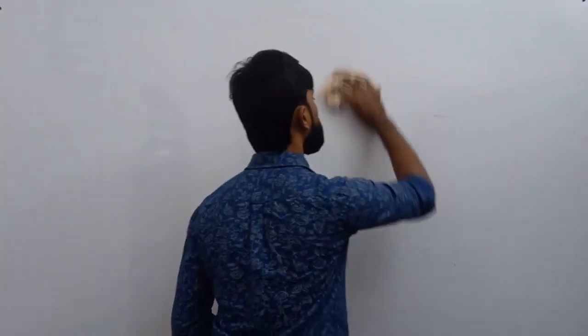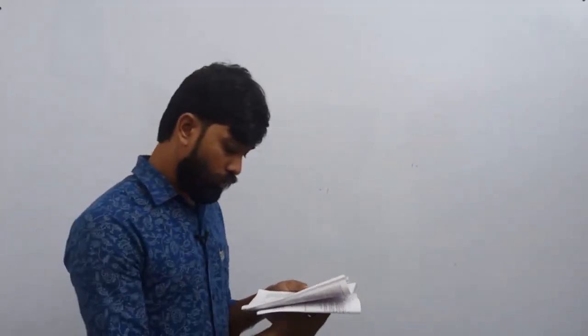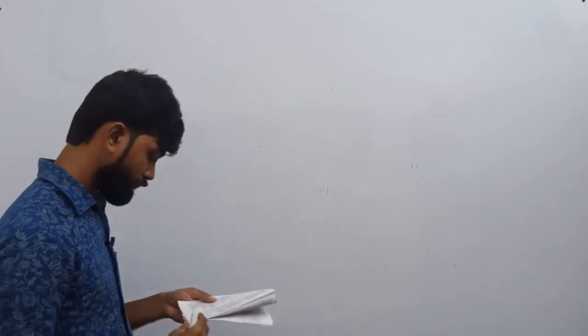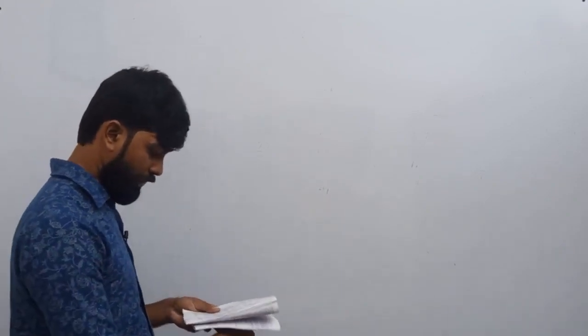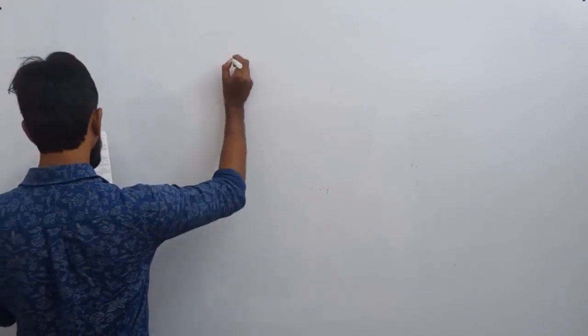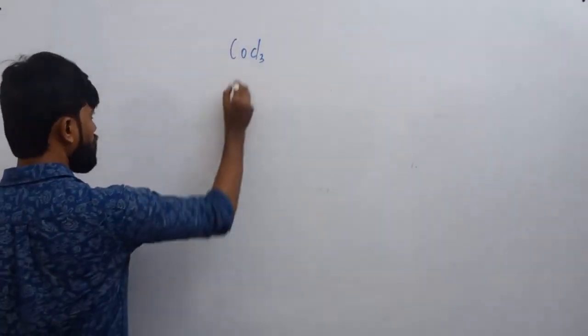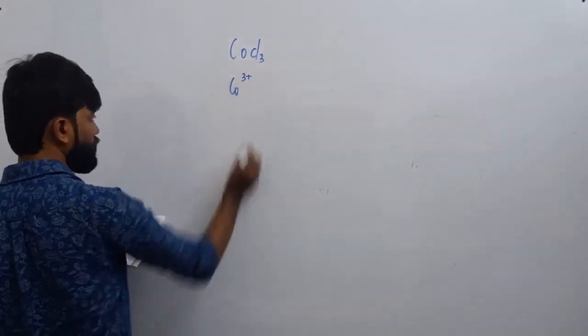That is the question number 2. Sorry, it's not 2, 42. How many grams of cobalt metal is deposited when electrolysis of cobalt 3 chloride is done with a current of 10 amps for 109 minutes? Okay. And atomic mass of cobalt is given. Okay. So this is cobalt 3 chloride. Cobalt 3 chloride means CoCl3. The state of cobalt is 3+.